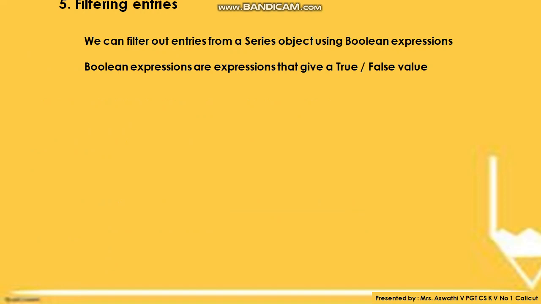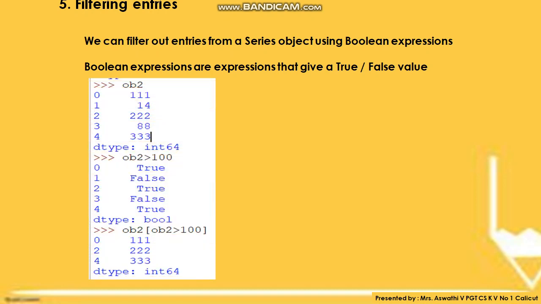Now the last operation, that is filtering entries. We can filter out entries from a series object using Boolean expressions. Boolean expressions are expressions that give you true or false as the answer. See this example. Consider this is our OB2. If you give OB2 greater than 100, we have seen this here, a vectorized operation. You can see wherever it is greater than 100, we get the answer as true.